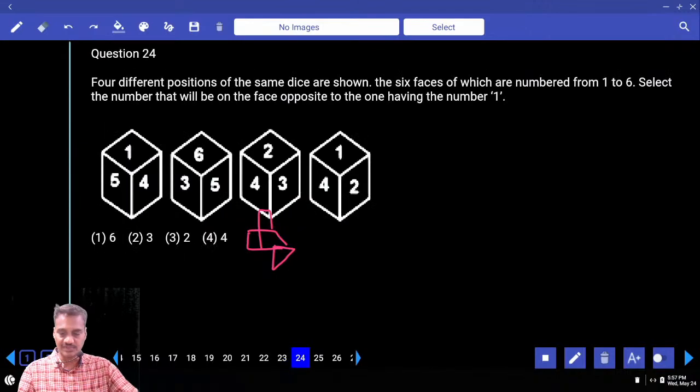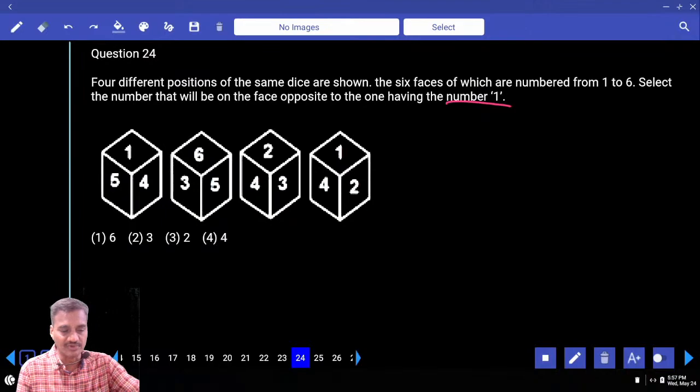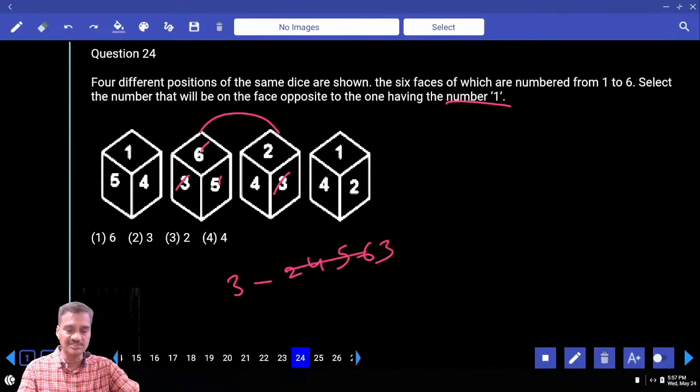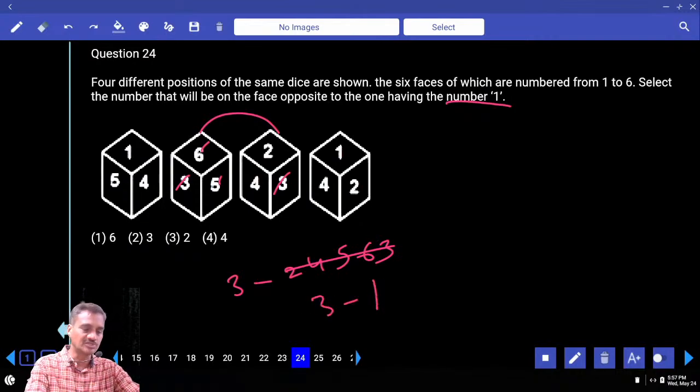Then the 24th one. In this question number 24, we need to find out the number that is opposite to 1. If you observe the second and the third figures, 3 is common between these two. And what are the elements that are common here? Adjacent sides 5, 6, 2, 4. Hence 2, 4, 5, 6 cannot be adjacent to 3, and 3 also cannot be adjacent to 3. And these 5 cannot be opposite. Then which is opposite to 3? 1. So 1 and 3 are opposite, choice 2, question number 24.